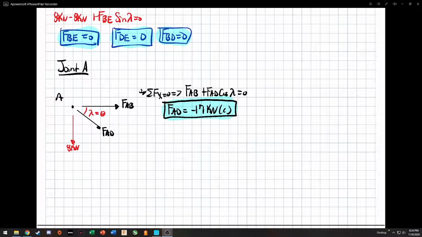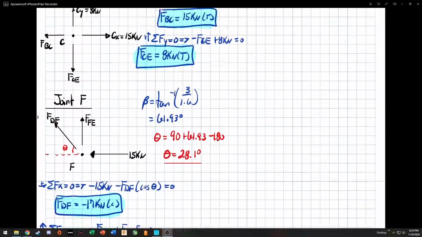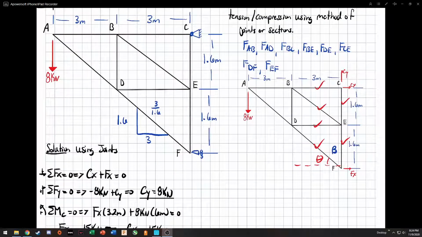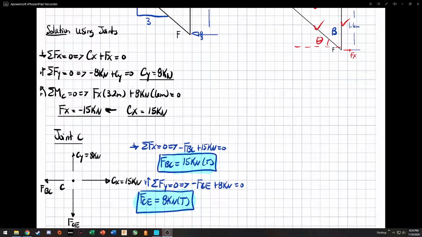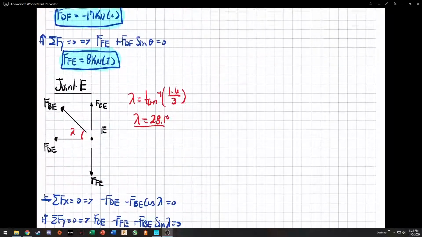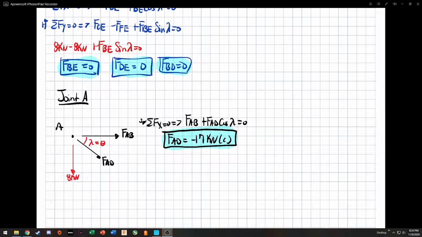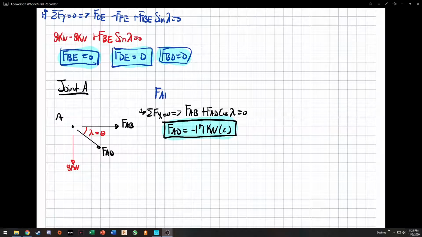The reason why is because force AB is also equivalent to BC. This force member right here is going to be the same force as the member right here. That's what it's going to be experiencing. We said that BC is 15 kilonewtons. That is why I have that number right here. Force AB is equal to force BC, which is 15 kilonewtons in tension.